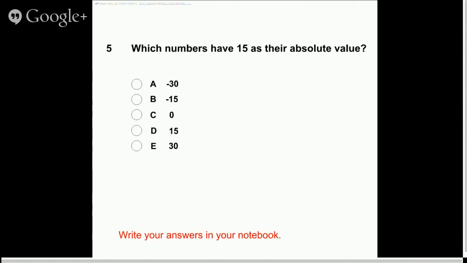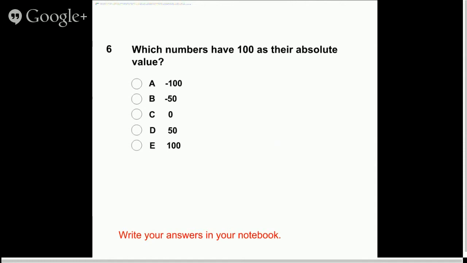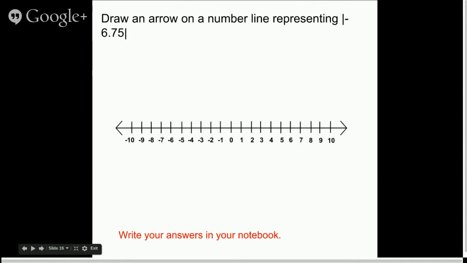All right. There are 2 numbers here that have 15 as their absolute value. Pick the 2 numbers that do. Go ahead and pause it. Okay. The correct answers are B and D. They both have an absolute value of 15. Write your answer to this one in your notebook. Go ahead and pause it. You guessed it. A and E both have an absolute value of positive 100. It's pretty easy.